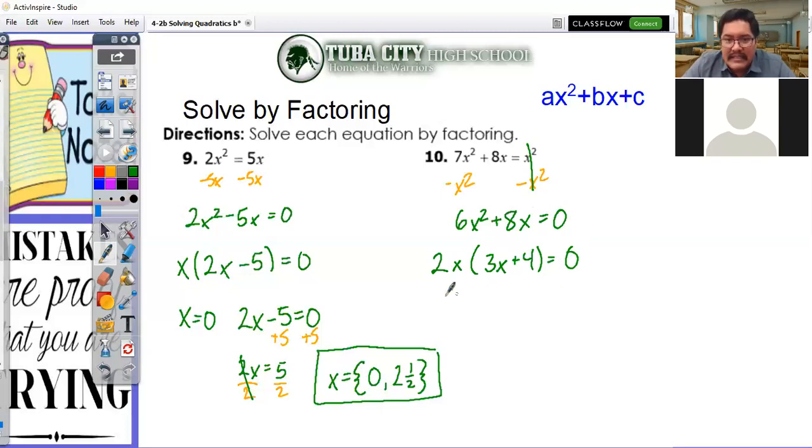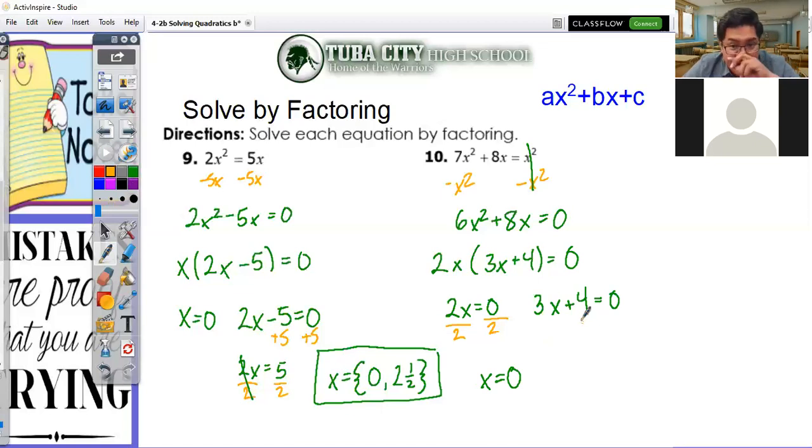All right, now we set each of these. Now this one does have an x, so if it has an x, we're going to have to set it to 0. All right, now we're going to have to start solving it. And again, this is just some basic math stuff, nothing to worry about. 0 divided by 2 is going to be 0.